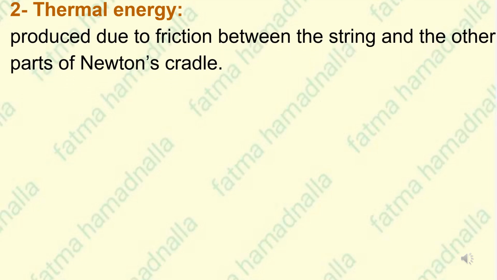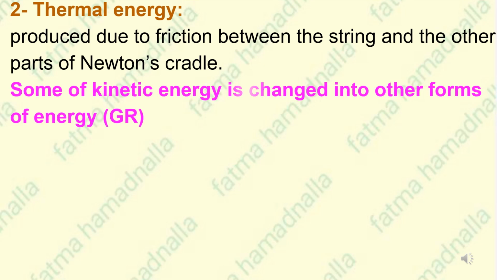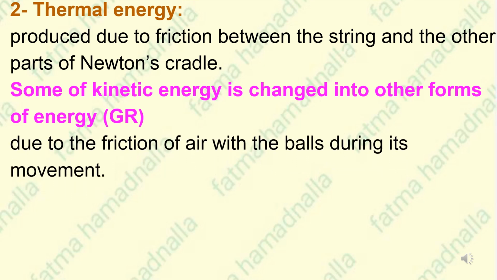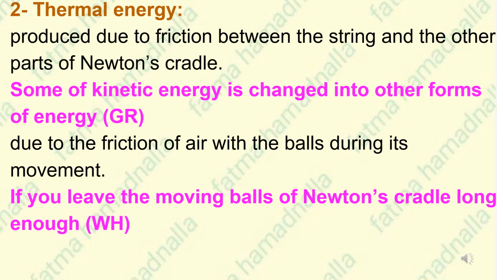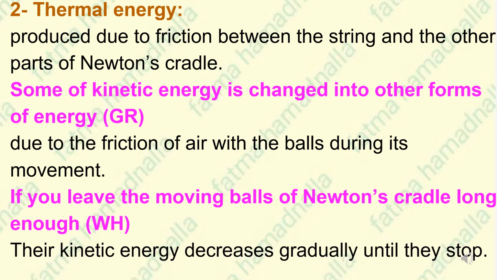2. Thermal energy. It is produced due to friction between the string and other parts of Newton's cradle. Okay? Finally, we conclude that some of the kinetic energy is converted into other forms of energy. Why? Or give a reason. Due to the friction of air with the balls during their movement. Okay, what happens if you leave the moving balls of Newton's cradle long enough? Their kinetic energy gradually decreases until they come to a stop.